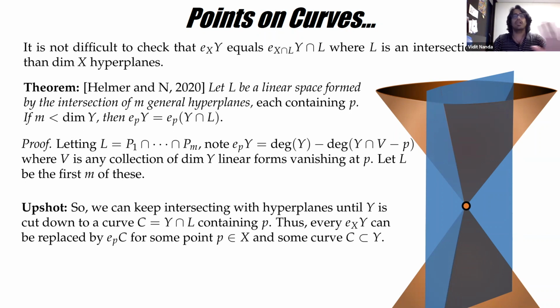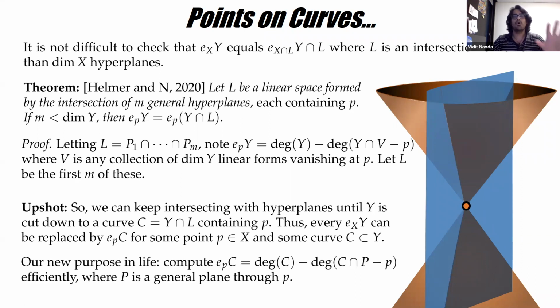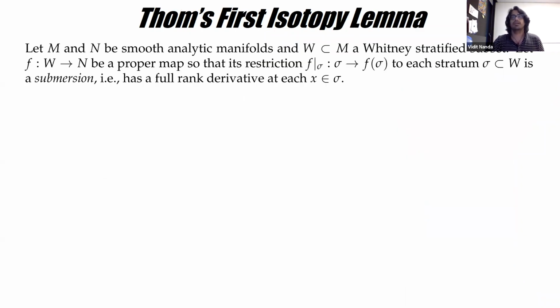So this is all I want to say about sections. And so our new purpose in life is to compute this EPC. So it's a degree of a curve minus the degree of curve intersect a single hyperplane through P, except for the fact that you contain P, and so you remove that one point. And now we're ready to do geometry.